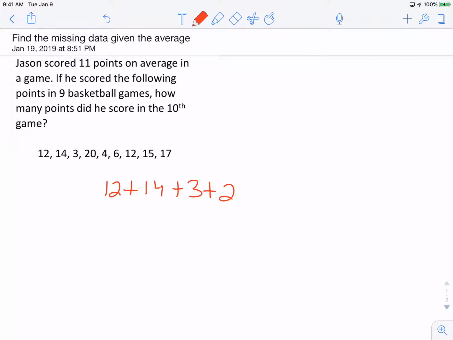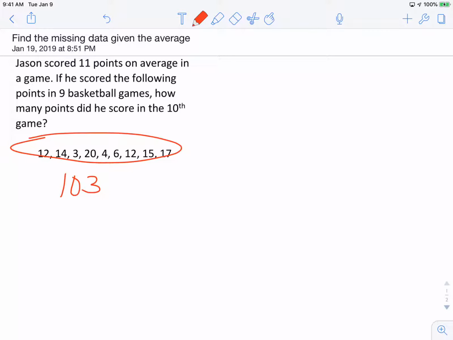Remember, you add all the data together because you're wanting the mean. Oh my goodness, that's a lot. So I've already added all this up. Okay, so I already know this equals 103. What you would typically do would be add all these numbers together, plus you have this x.